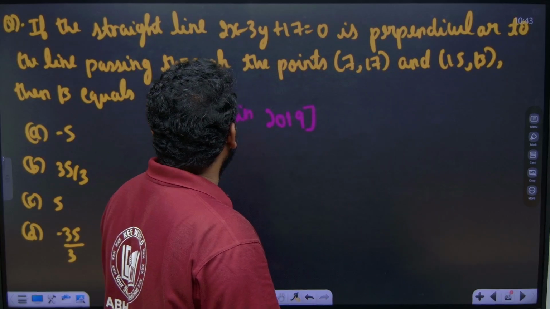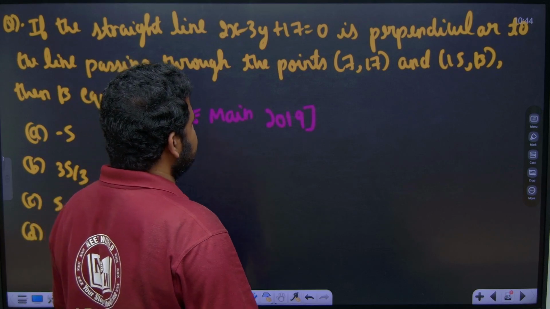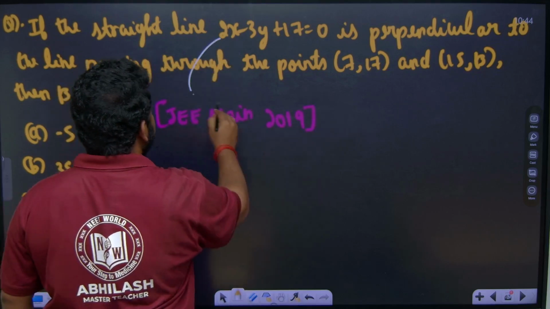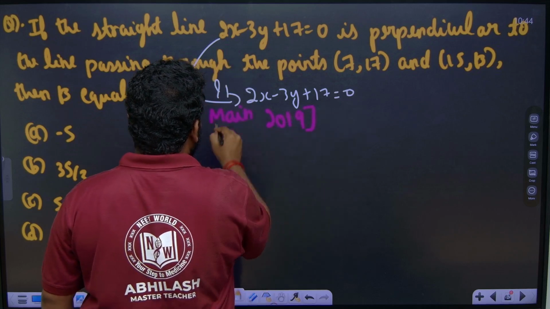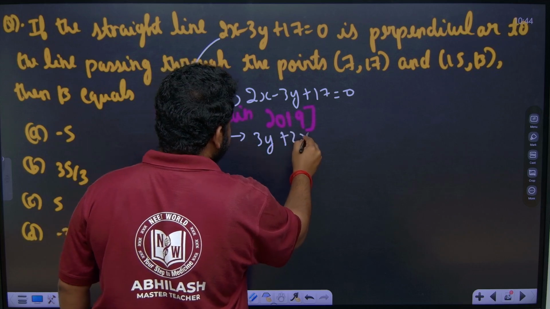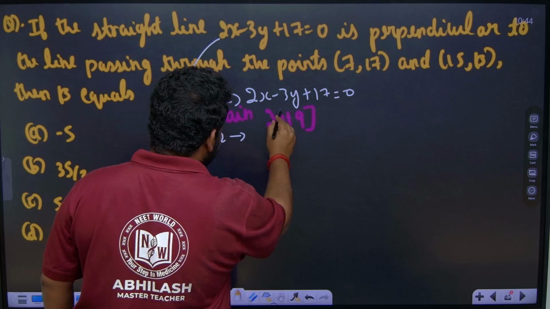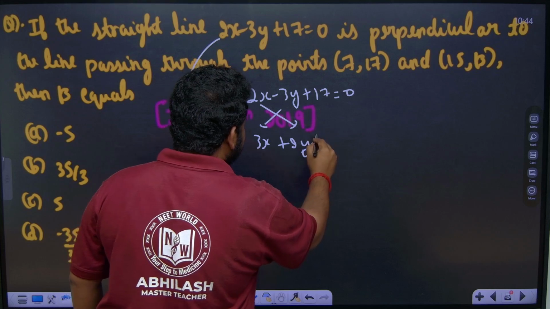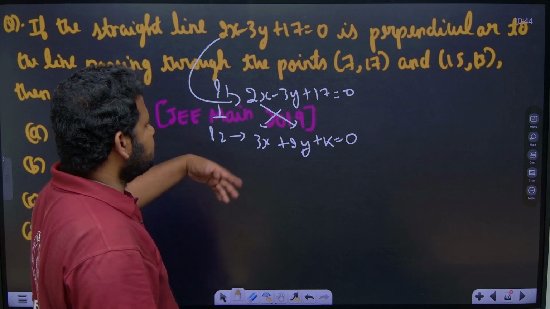Now, look at this question. It's very simple. If the straight line 2x minus 3y plus 17 is equal to 0 is perpendicular to the line passing through the points 7, 17 and 15, beta, then find beta. So this is the line that is given, 2x minus 3y plus 17 is equal to 0. For this, another line L2 perpendicular to it is given by 3x plus 2y plus k is equal to 0, where 3 will come here, 3 will come here, 3x, this will be 2y, and the constant let it be k.